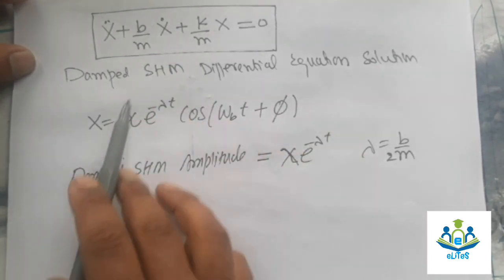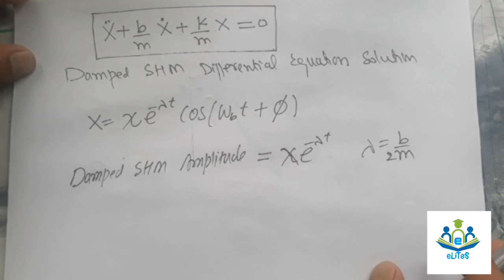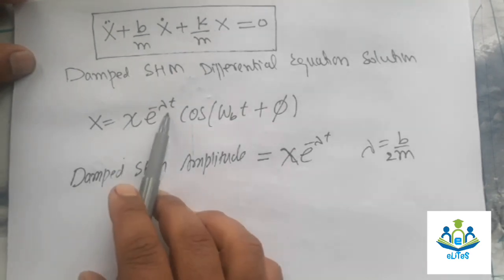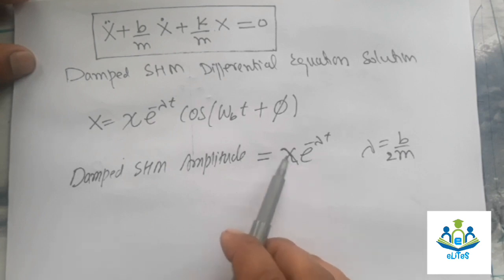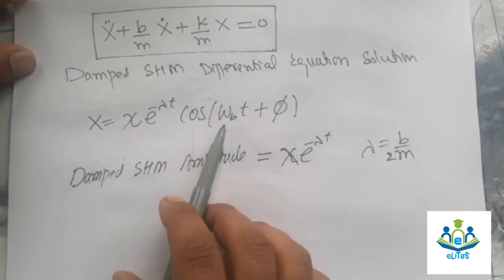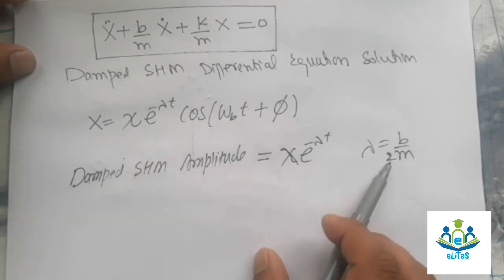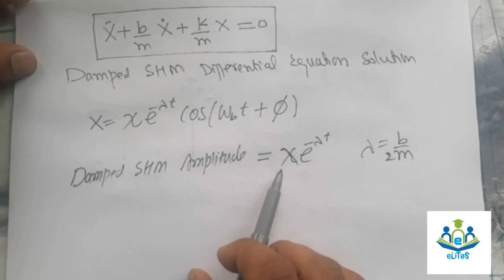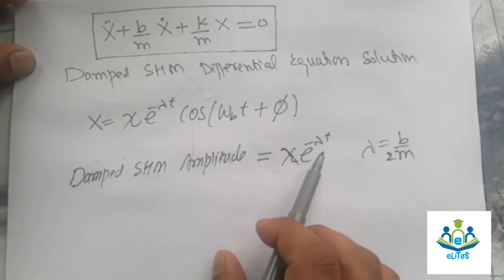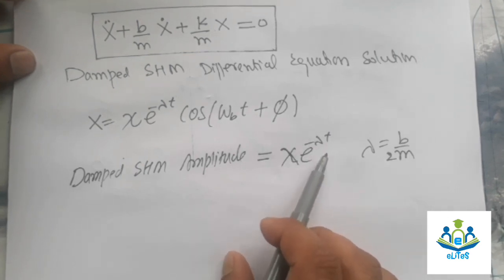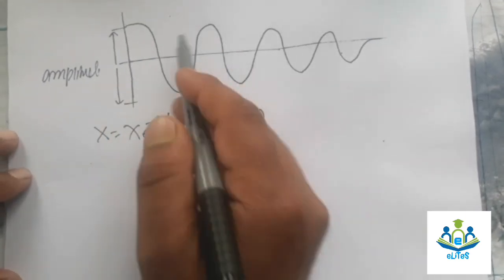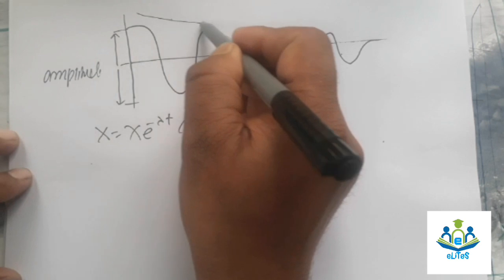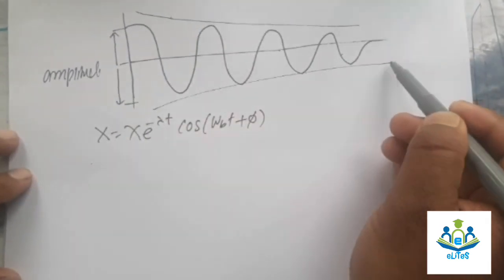This is the solution of this differential equation. Here, x0 e raised to the power minus lambda t is the amplitude of the damped oscillations, and this omega d is the frequency of the damped oscillations, and this lambda is b over 2m. You see this amplitude is decreasing exponentially with time. The amplitude goes on decreasing with time, so it decreases exponentially.